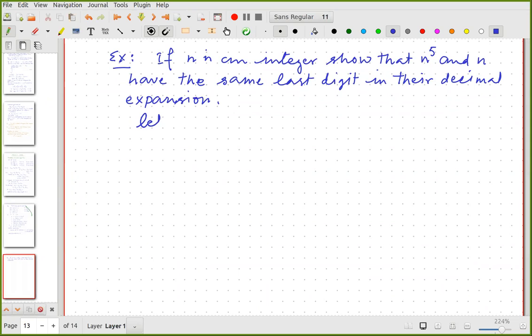So let's start with this. Recall that n to the p is n mod p. This holds for any integer n and p prime. We do that for 5. So n to the 5 is n mod 5. But what we want is n to the 5 minus n. So n to the 5 and n are congruent modulo 5. We want to say that they are congruent modulo 10. That's easy actually.